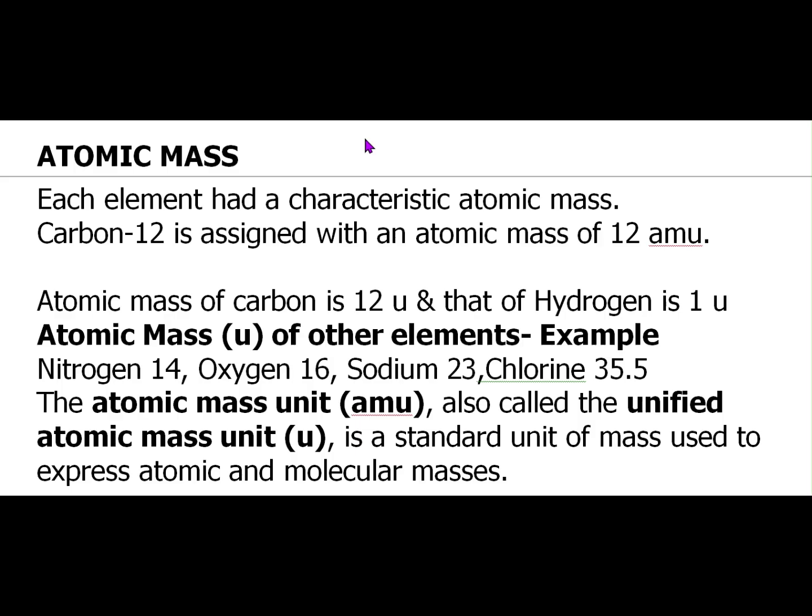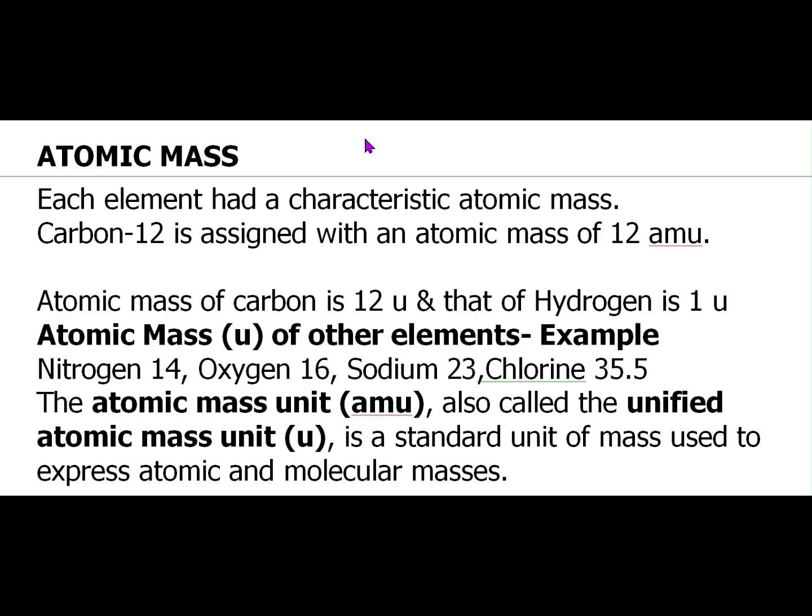The atomic masses of other elements, examples are given: nitrogen is 14, oxygen is 16, sodium is 23, chlorine is 35.5. Like that, we can see in the table what is the atomic mass of each element.